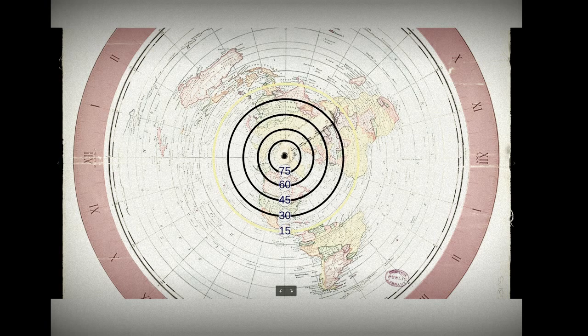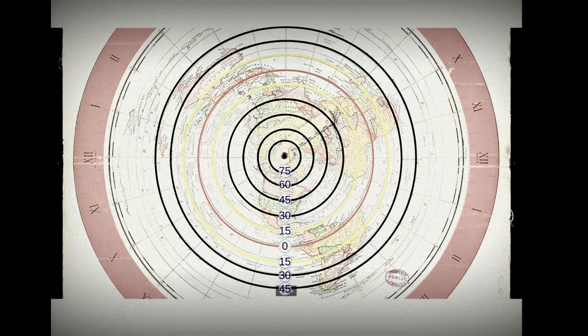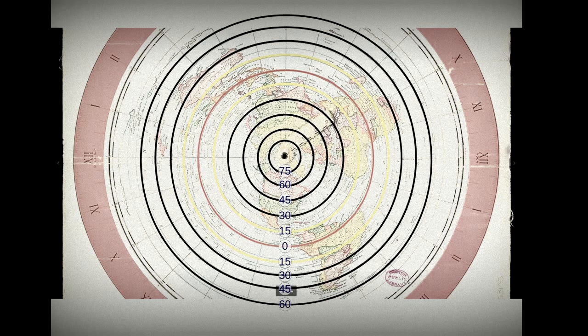Then we've got the 15-degree, which is the Tropic of Cancer. And then comes the equator, which is the 0-degree line. And now we head south. So now we have 15 degrees south, which is the Tropic of Capricorn. And then 30 degrees south. And then 45 degrees south. And then we have the 60 degrees south. Whoa, wait a minute here. What happened to the 75 degrees south?